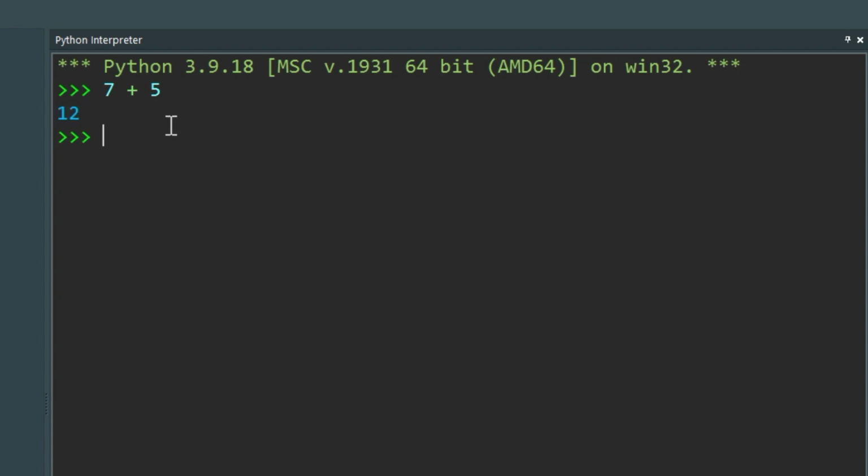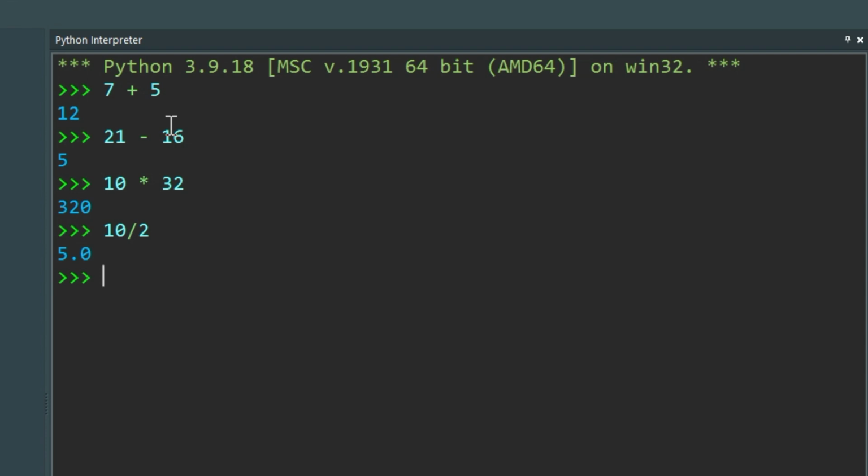We also have subtraction. We do 21 minus 16, we get 5. Multiplication is the asterisk. We do 10 multiplied by 32, we get 320. And we can do division, where we have 10 divided by 2. And we can see, even though we use integers, we will return a float of 5.0.